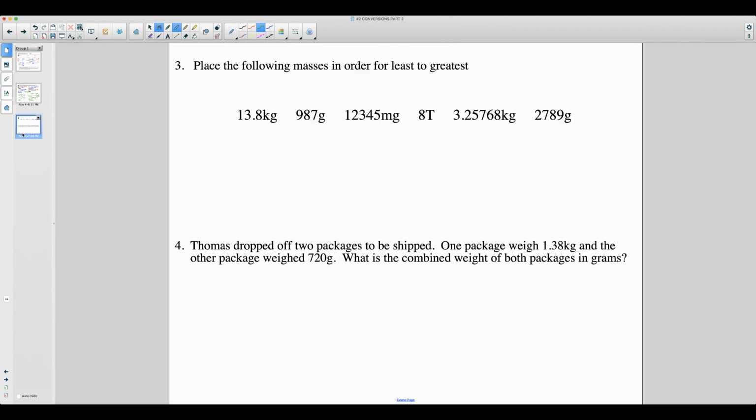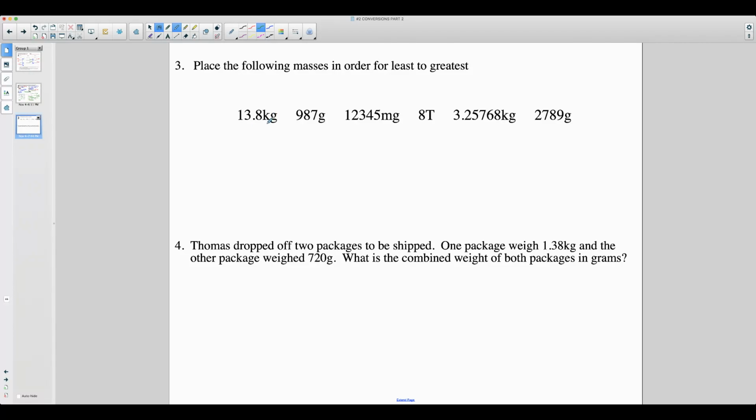What happens though if you get a question such as this? Place the following masses in order from least to greatest. Well, to do this, we actually have to put them all in the same unit. Now, my suggestion would be to go to grams. There's two of them in the grams, so we could just drop them down. If you think back to how we used to do the conversions with fractions, decimals, and percentages, we'd all go to percentages. In this instance, go to the lowest unit that's here. That way you're always multiplying. It should be much easier for you to work on.